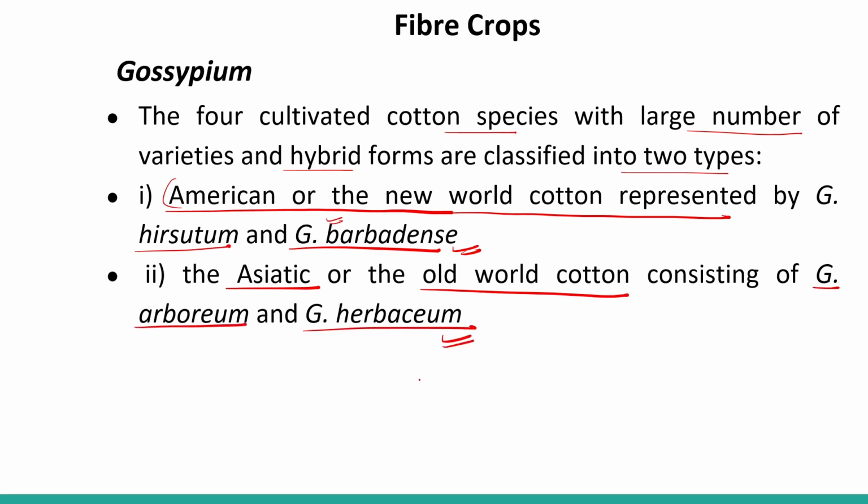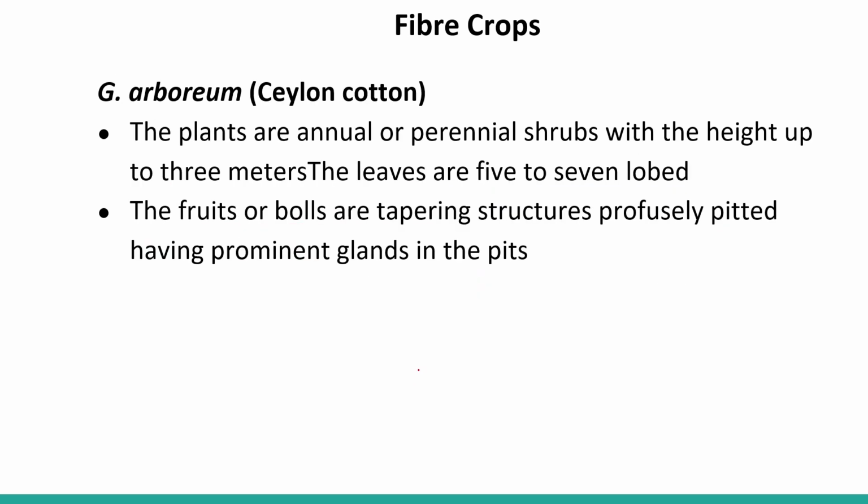Gossypium herbaceum. The first one, Gossypium arboreum, is also known as Ceylon cotton. The plants are annual or sometimes perennial shrubs with a height of up to 3 meters, and their leaves are 5 to 7 lobed.